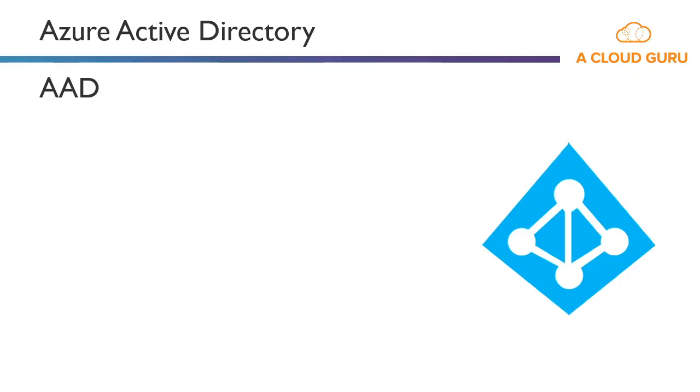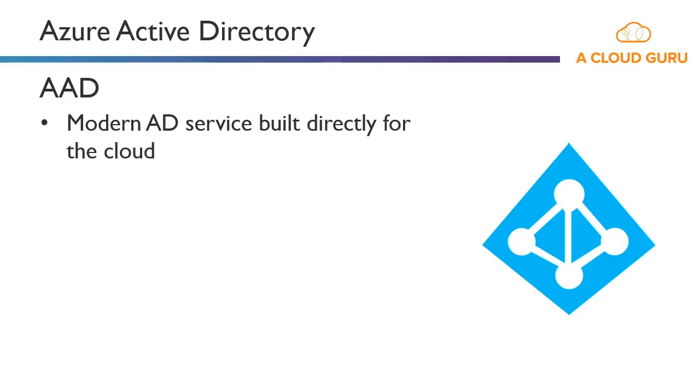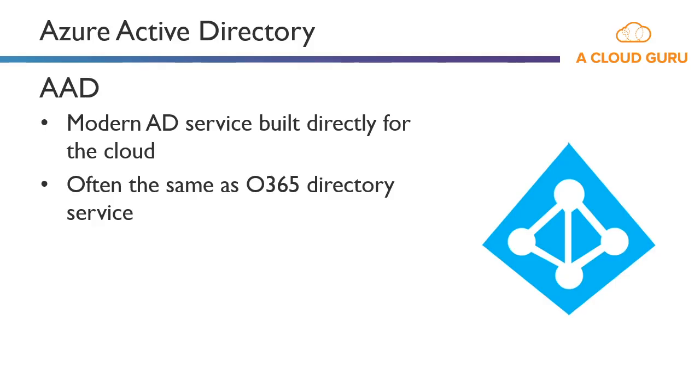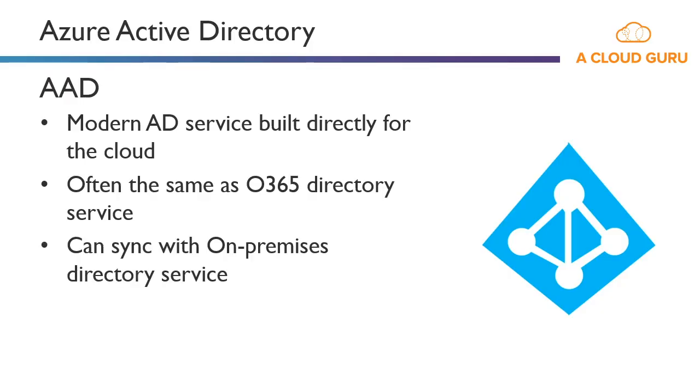So let's take a look at Azure Active Directory in a little bit more detail. Again, that's AAD and has the icon depicted on the right-hand side. This is the modern AD service built directly for the cloud. It's often the same as your O365 directory. So if you have O365 already, you probably already have Azure AD and a tenant there. That's probably what you're going to use in your enterprise. You don't have to necessarily create a new directory service. It can sync with the on-premises directory service as well. And it's very important, as you'll see when we cover AD Connect Sync shortly.